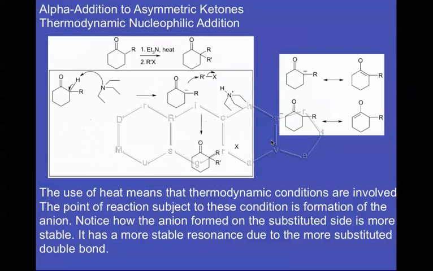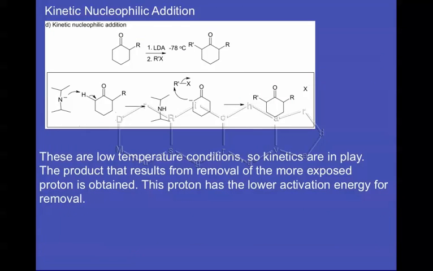Let's talk now about alpha addition to asymmetric ketones. What we're going to see here is that depending upon the conditions that we're using, we could possibly end up with a product where the alkyl group ended up on the more substituted side or on the less substituted side of the asymmetric ketone. And all of this is going to hinge upon thermodynamics and kinetics.